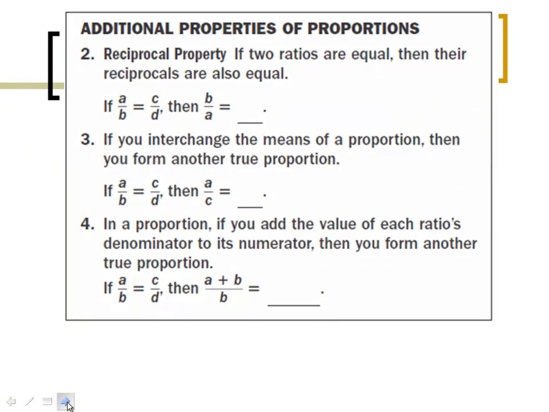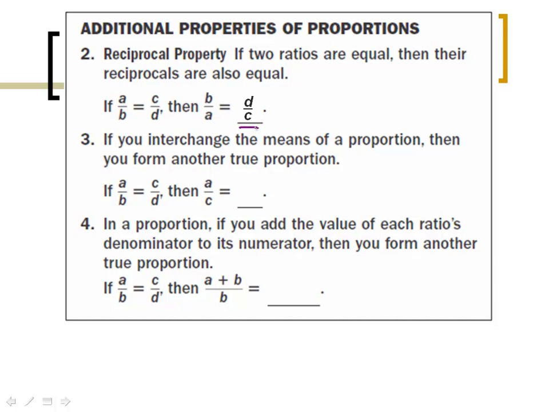Some additional properties of proportions that we need to make sure we understand is the reciprocal property. If two ratios are equal, then their reciprocals are also equal. We've talked about the word reciprocal before. It just means you flip the top and bottom. So if A over B equals C over D, then B over A equals D over C. We just flip the top and bottom there.